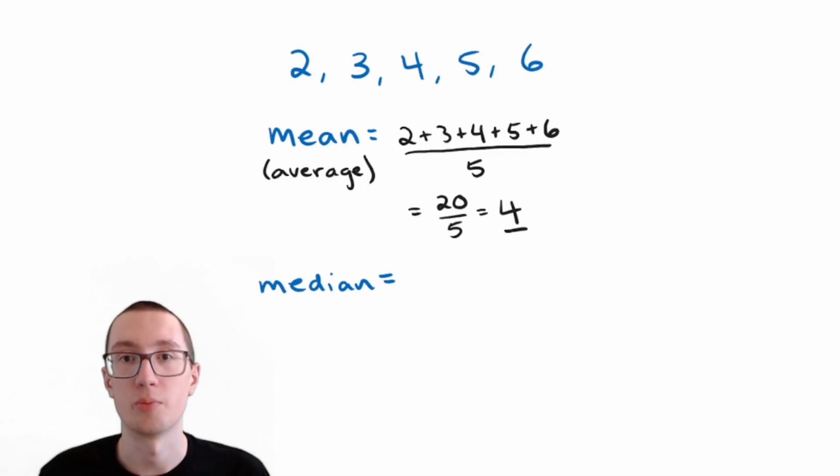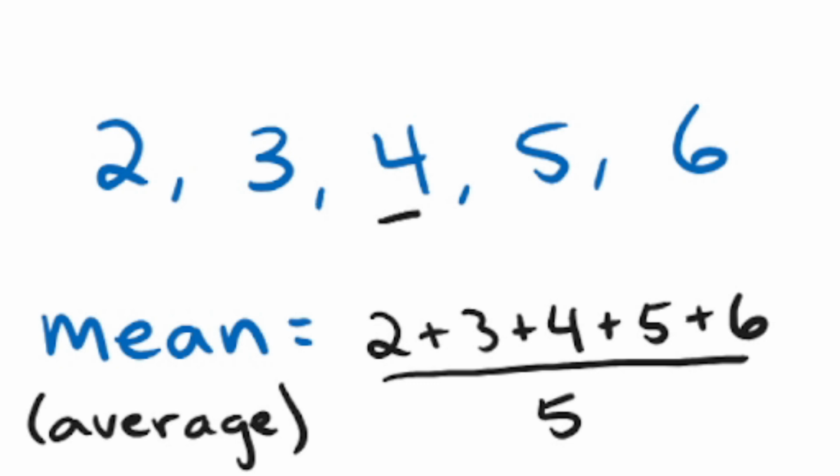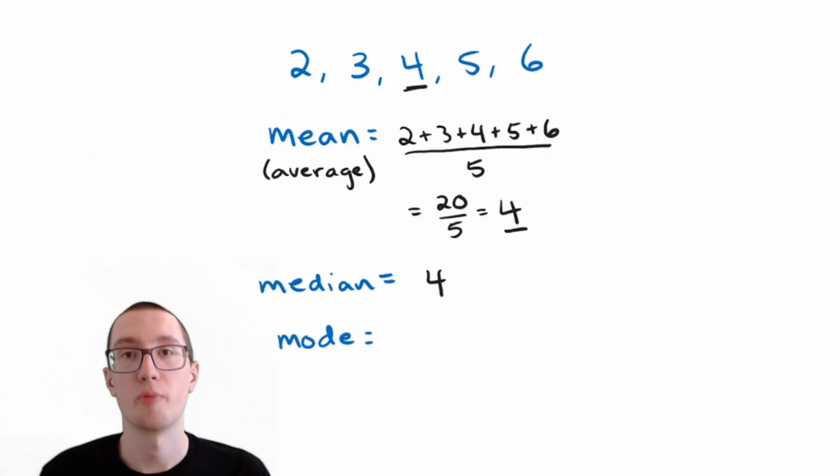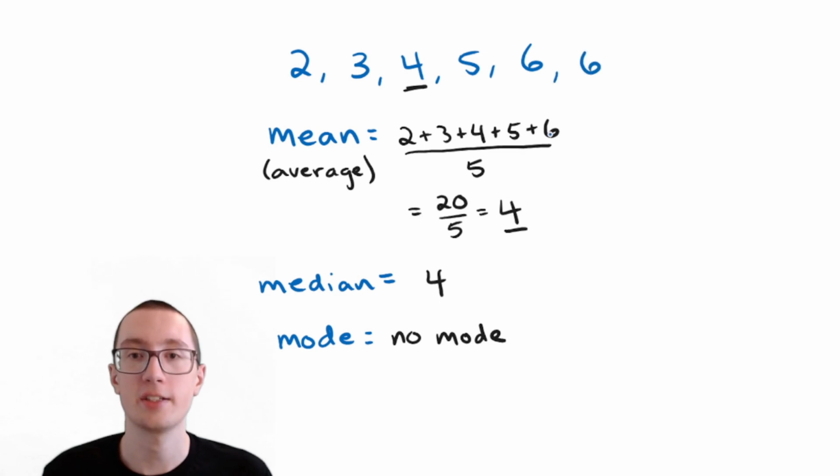Median just means the middle number. So in this case, the middle number, when you put them from least to greatest, so if they're not from least to greatest, you'll have to do that. And the one in the middle is 4. So median is 4. And mode just means the most common number. But all of these numbers are the most common. They're all only used once, so there's actually no mode in this case. But let's say that this had another 6, then in this case, the mode would be 6.